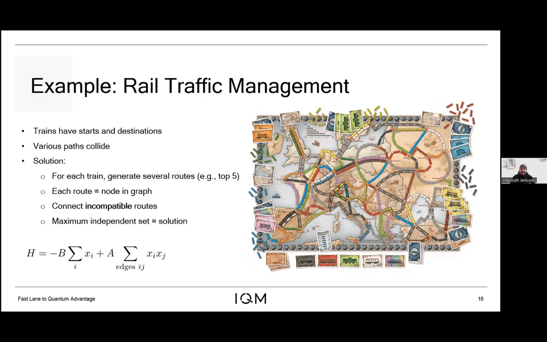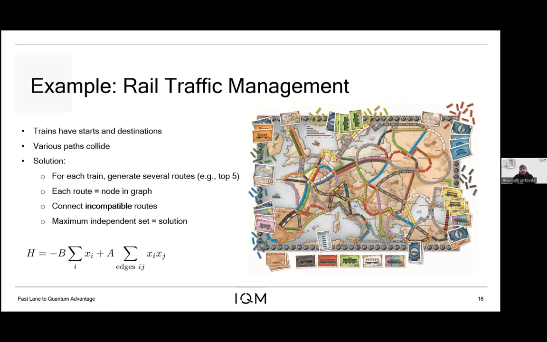So in this game, each player draws a card or multiple cards, and the cards tell them which two cities they need to connect with railways. So for example, a card would say you need to connect Madrid with Danzig, or you need to connect Rome with London. And then each player tries to build the railways, and of course they block each other a little bit by building into each other's territory.